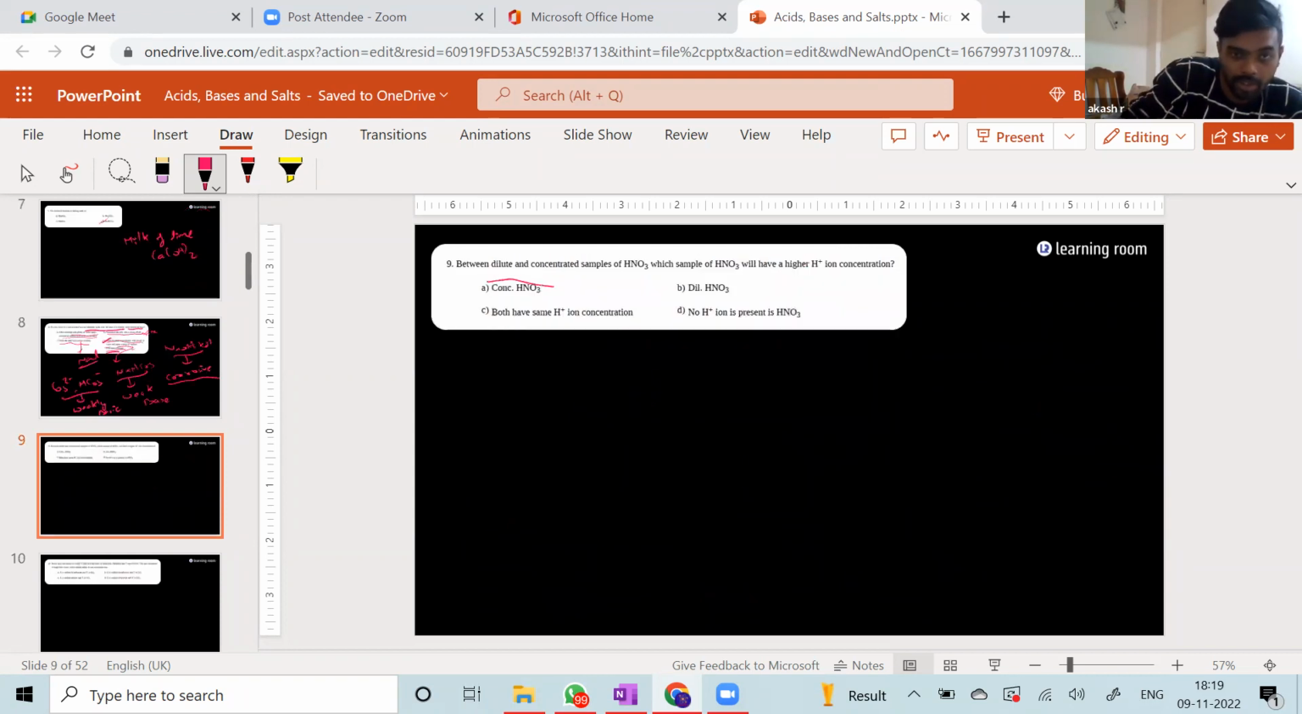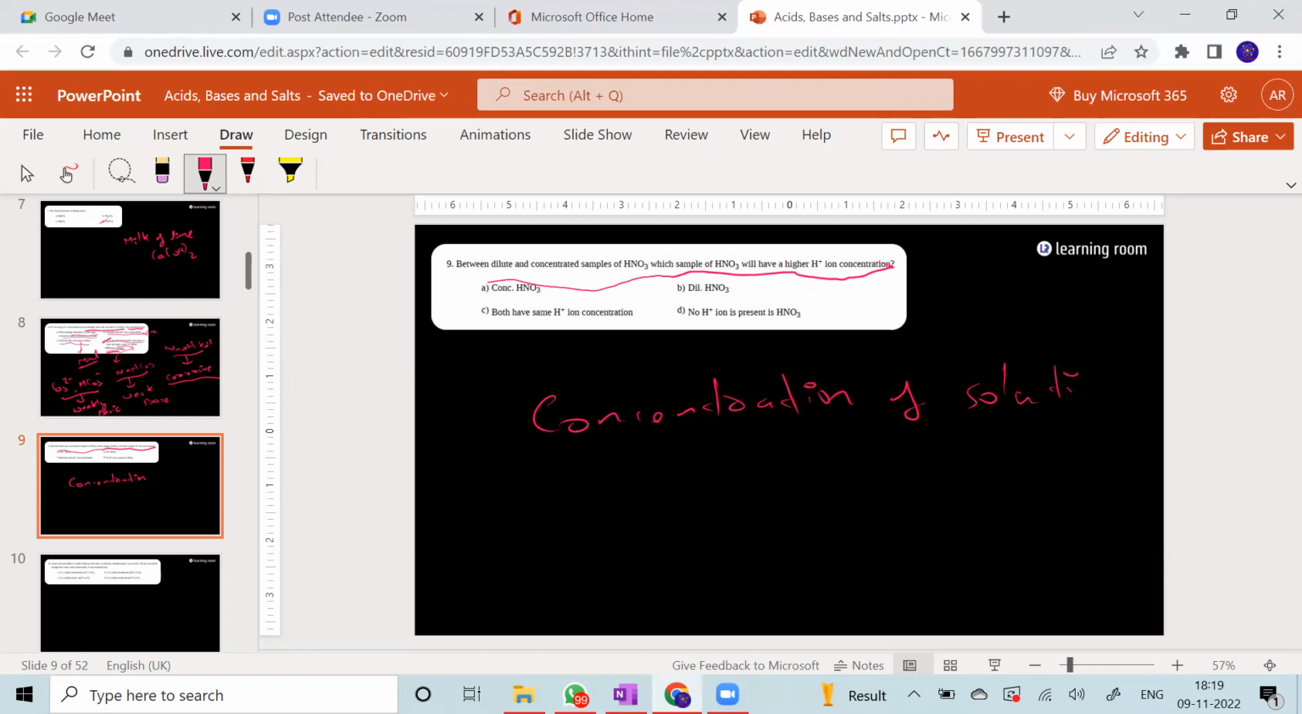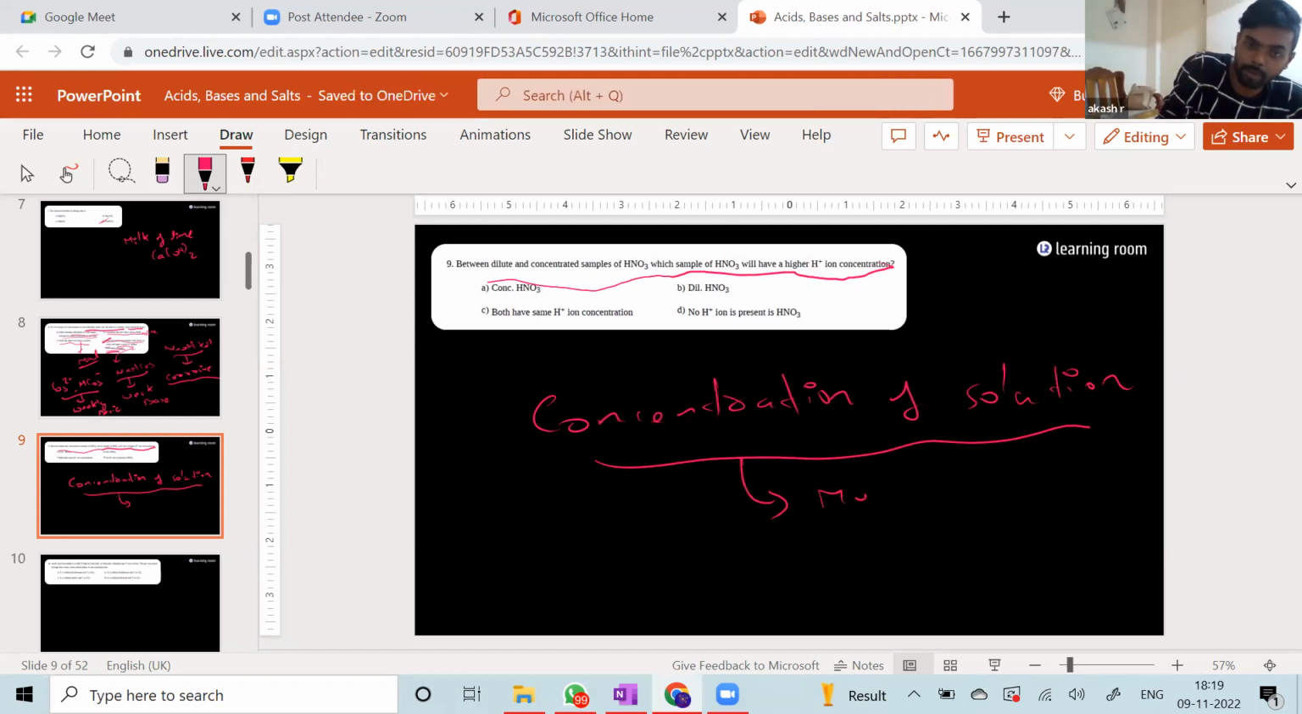Between dilute and concentrated samples of HNO3, which sample of HNO3 will have a higher H plus concentration? Concentrated. That's it. Very simple. When I say concentration of a solution, it means more H plus ions. In general, for a solution, concentration is nothing but the amount of solute present.